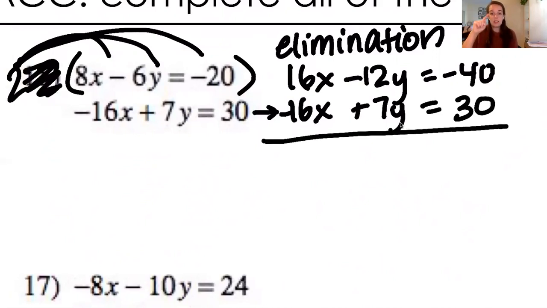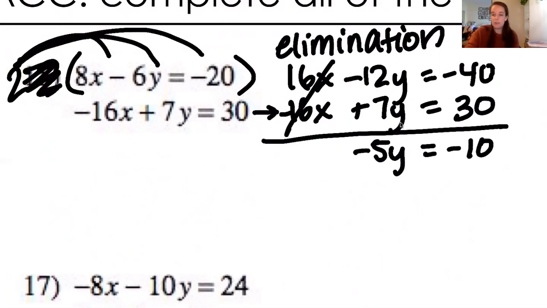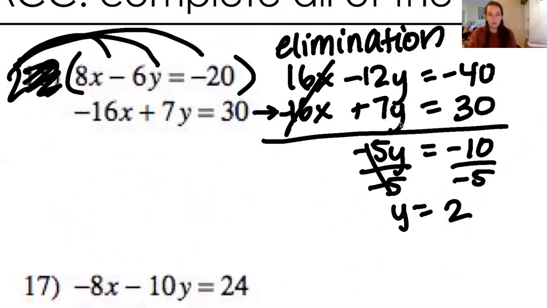That's going to make sure 16x minus 16x would be nothing, 0. Negative 12 plus 7 would be negative 5y equals negative 40 plus 30 would be negative 10. And I go ahead and divide by negative 5 on both sides. I get y equals positive 2. So I know y equals 2. And then I'll plug that back into one of these equations to help me get x.